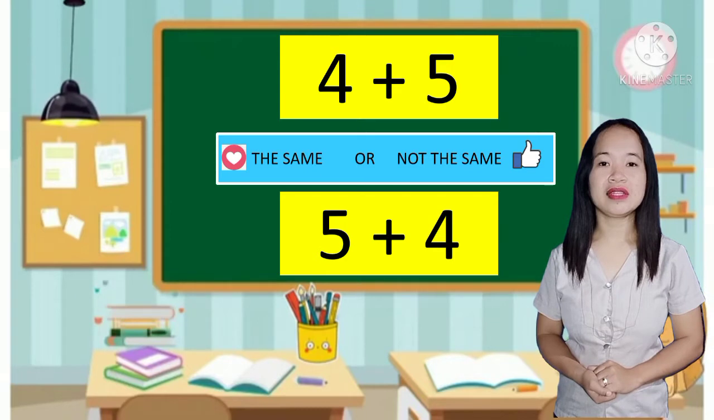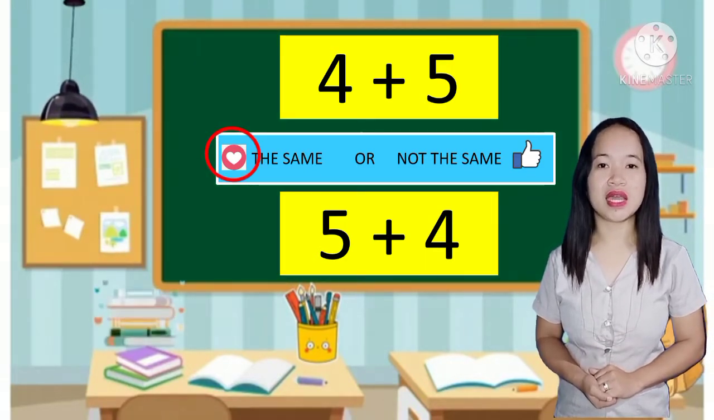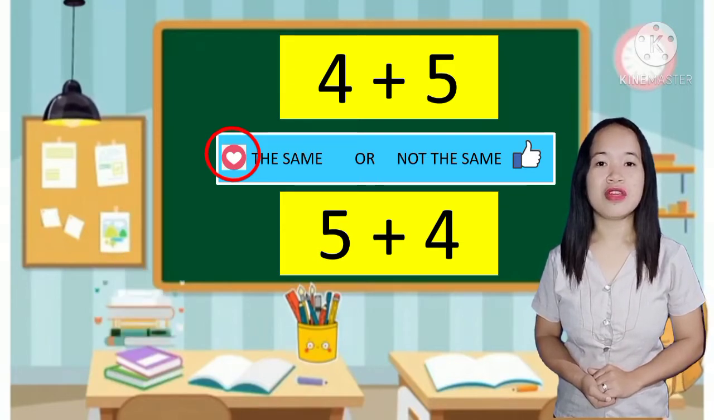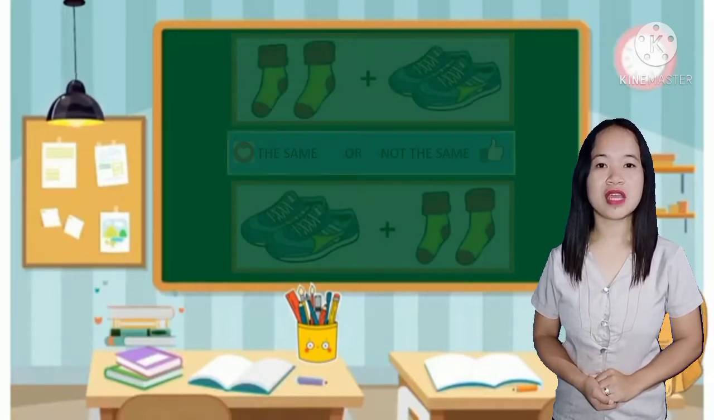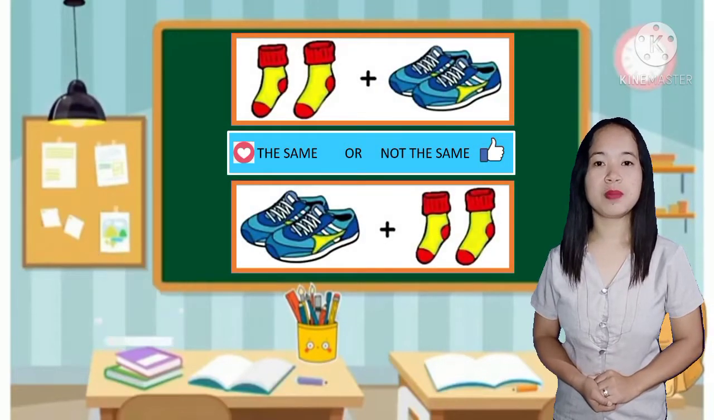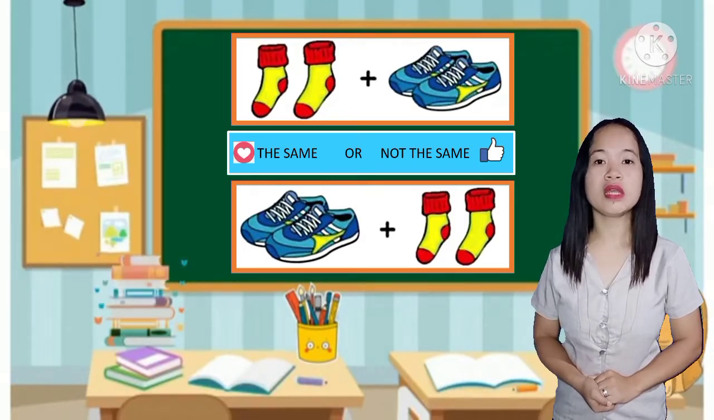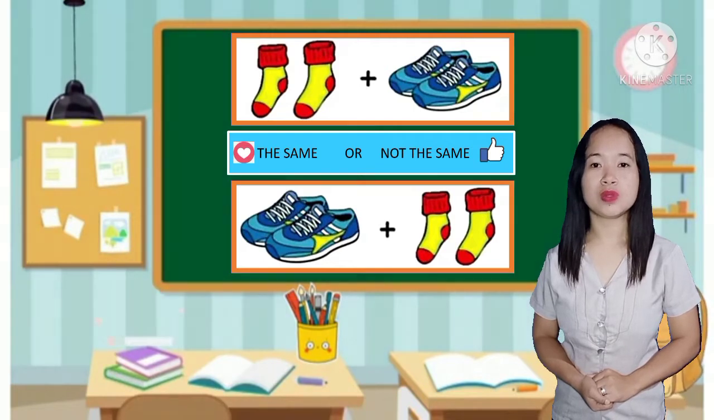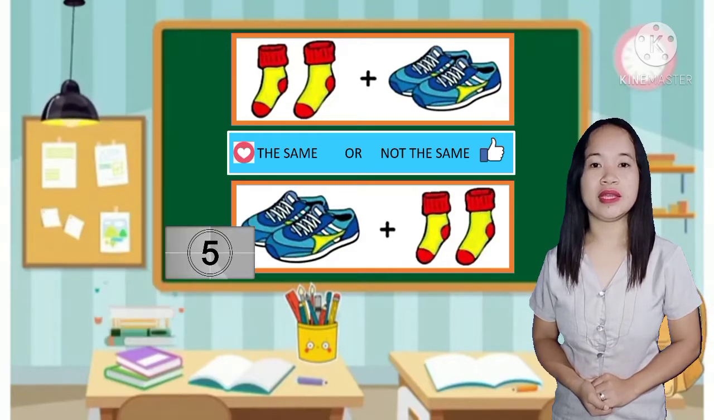The answer is a heart sign. So 4 plus 5 is equal to 9. And 5 plus 4 is also equal to 9. Therefore, the answer is the same. Now let's have the second one. In the first picture, you have to wear first the socks before putting on the shoes. While on the second picture, you have to wear the shoes before putting on the socks. So is it a heart sign or a like sign?